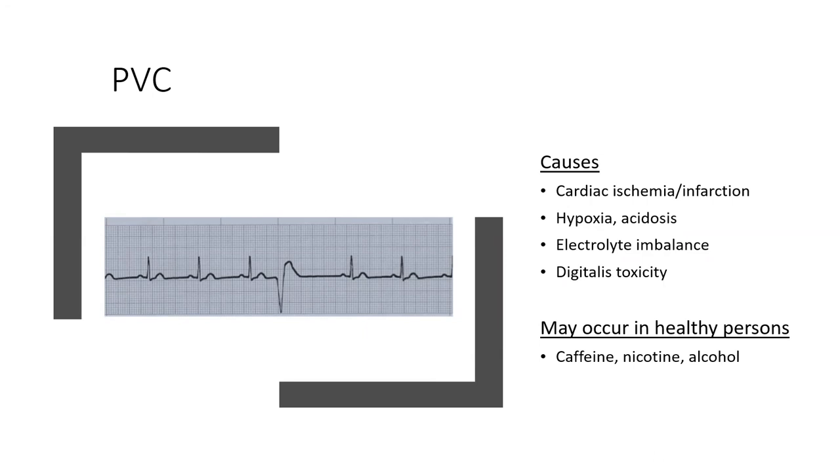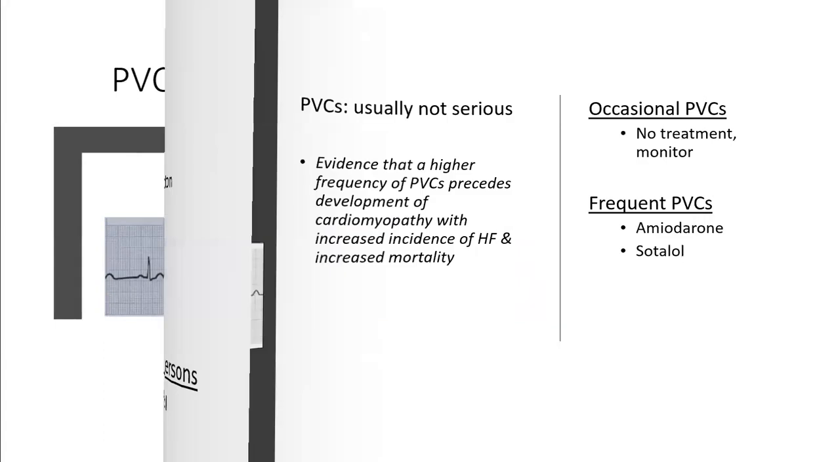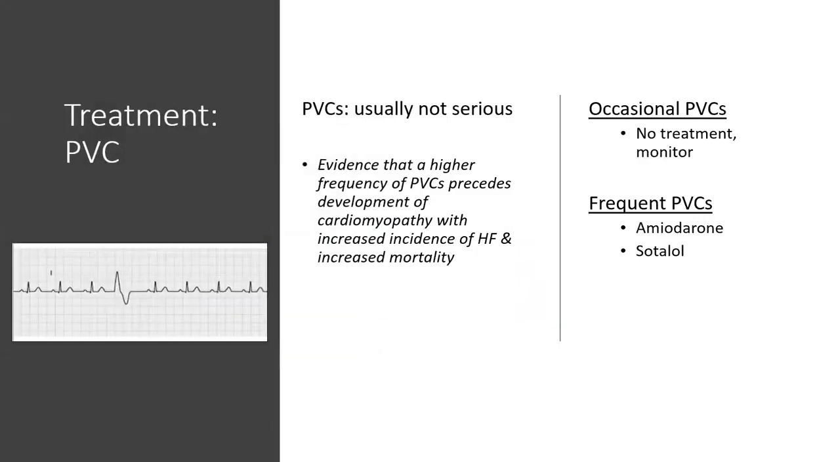When PVCs occur in patients with underlying heart disease, it may indicate impending lethal ventricular arrhythmias. So you want to make sure you're watching these PVCs, especially in patients who have a history of heart issues. They're usually not serious, but you do want to keep an eye on them.